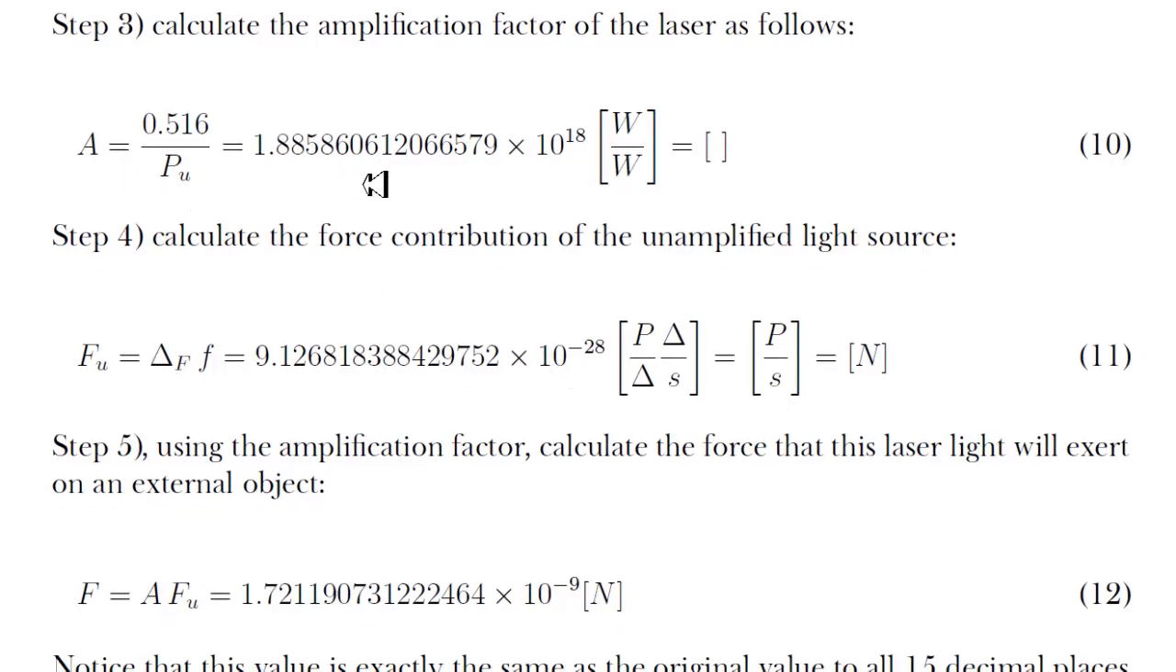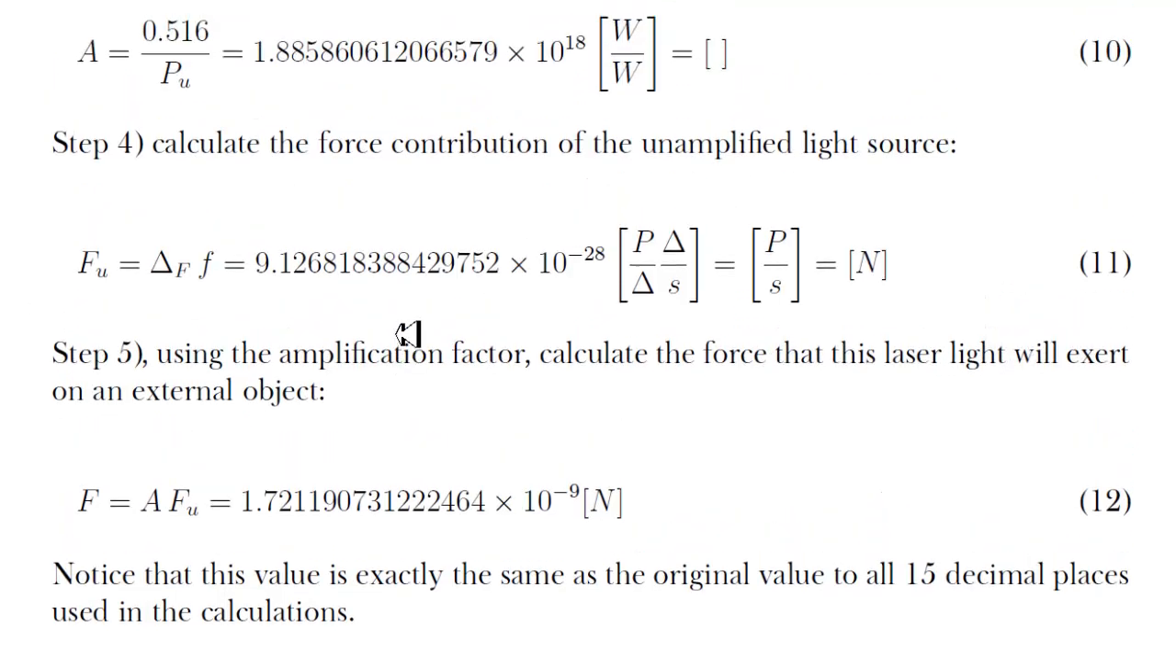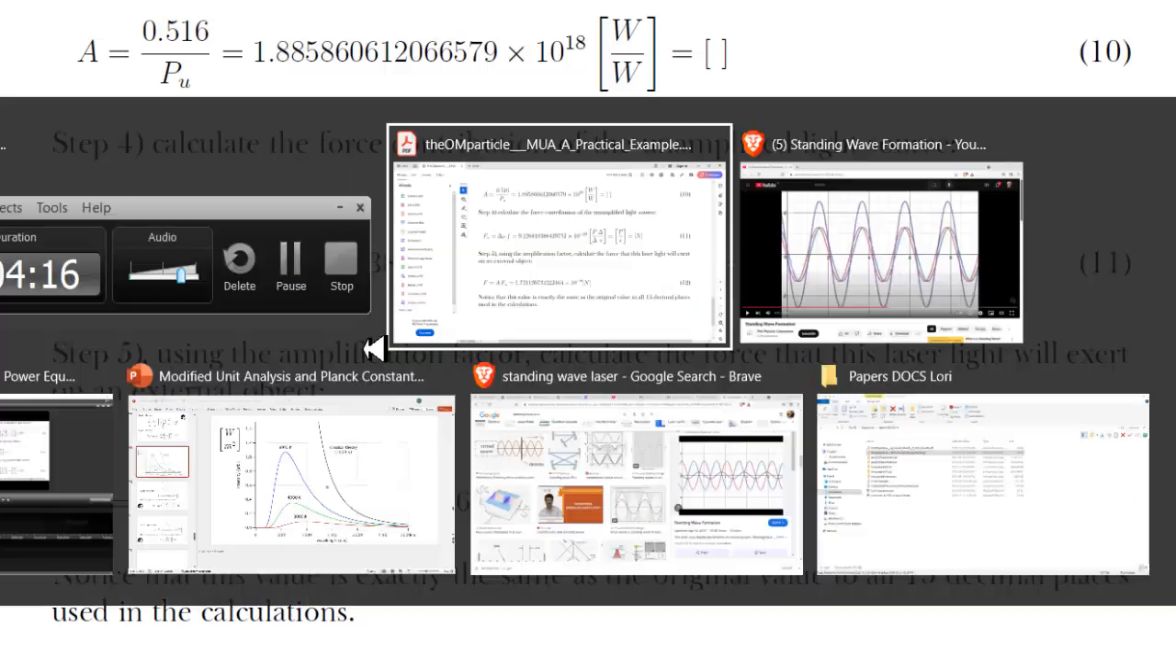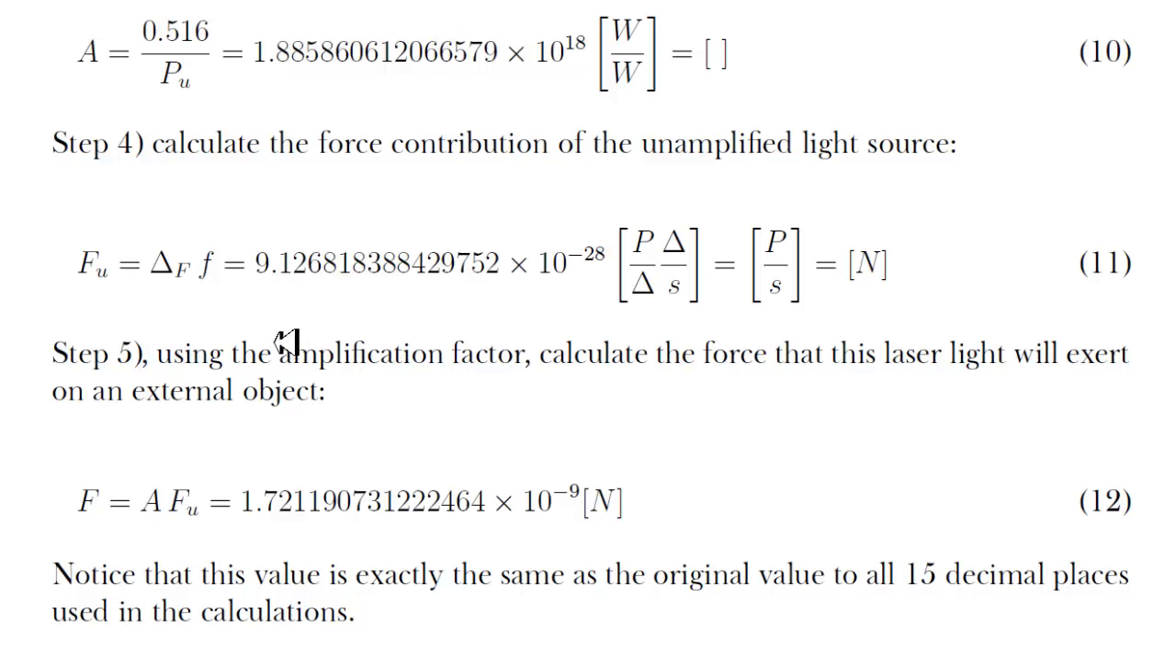And we have the amplification factor. So now, step 5, using the amplification factor, we calculate the force that the laser will exert on an external object. Now we are going to multiply the force of one wave, the force generated by one, like the red wave, the force of one wave as the wave hits the detector, by the amplification factor. So we're going to take F sub u, or FU if you may, and multiply it by the amplification factor.